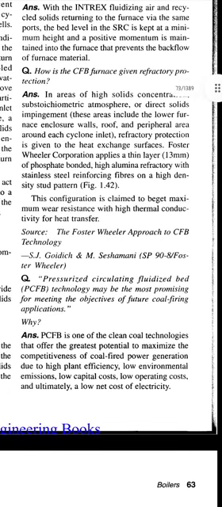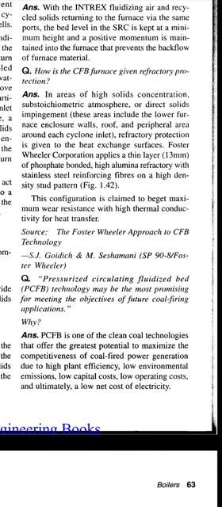Question. How is the CFB furnace given refractory protection? Answer. In areas of high solids concentration, substoichiometric atmosphere, or direct solid impingement. These areas include the lower furnace enclosure walls, roof, and peripheral area around each cyclone inlet.